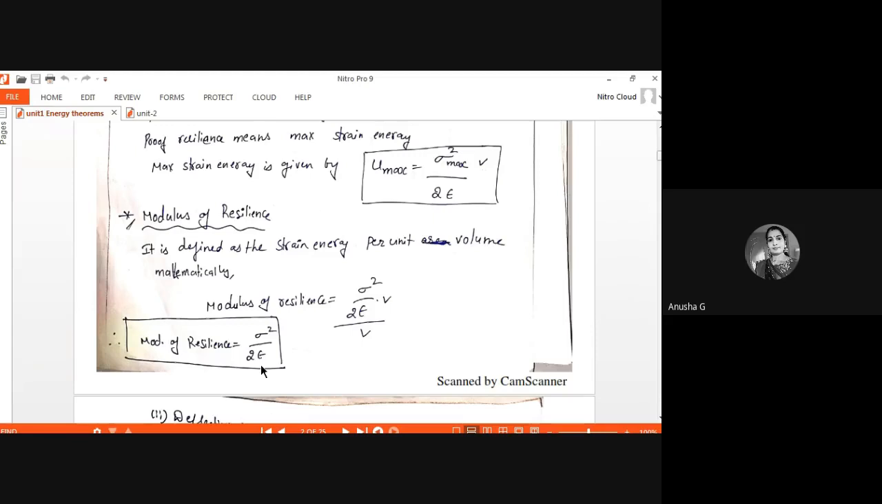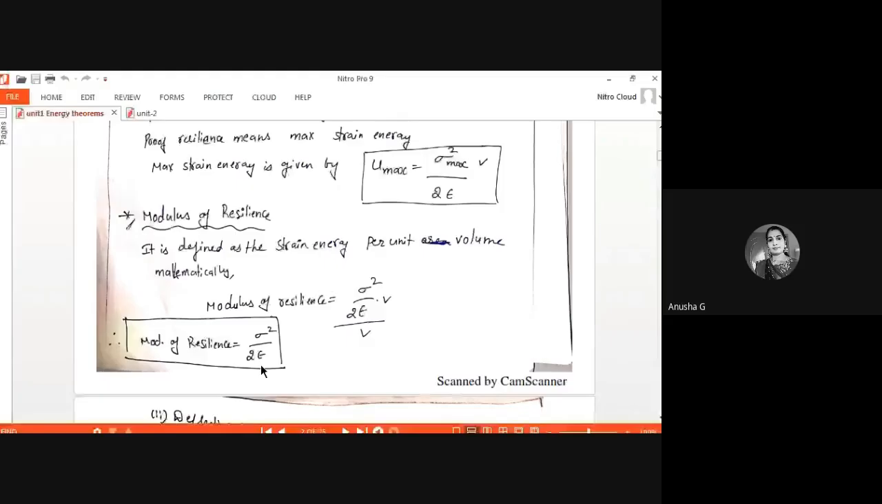Next one is modulus of resilience. This modulus of resilience is again defined as the ratio of the strain energy per unit volume. For strain energy per unit volume, first you have to write the strain energy formula, sigma square by 2E into V, divided by V again. Then V and V will get cancelled. This is the main definition for today's class.